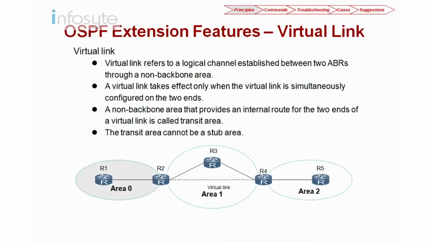And the second thing, another extension feature we call a virtual link. In what type of situation do we need to use a virtual link? A virtual link refers to a logical channel established between two ABRs through a non-backbone area. A virtual link takes effect only when it is configured simultaneously on both ends. The non-backbone area that provides an internal route for the two ends of a virtual link is called the transit area, and the transit area cannot be a stub area.